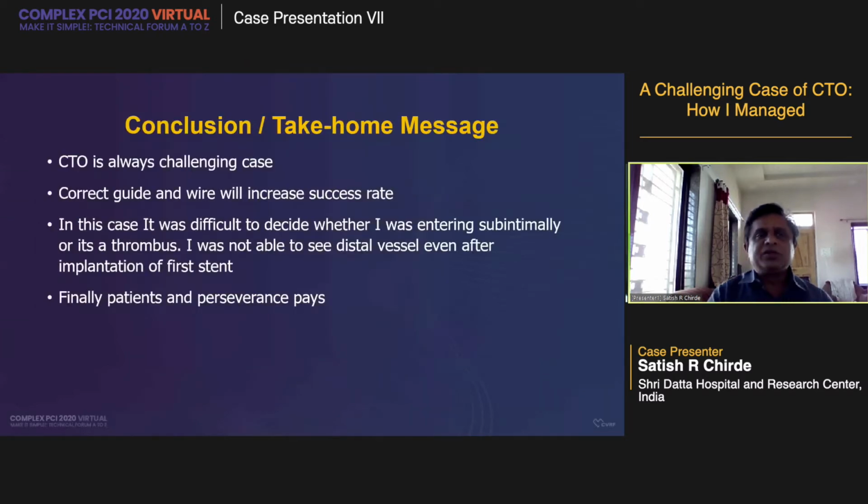What I feel is that CTOs are always challenging cases, but correct hardware like guide and wire can increase our success rate. The only challenge I was facing in this case was that I was not sure whether I was entering subintimally or it was a thrombus. Even though the first stent showed a good result, the distal vessel still was not visible. With multiple redilatations I could succeed. I put the second stent, and I think it was mostly a thrombus and not subintimal. So finally, patience and perseverance pay off, and we can succeed in these cases.